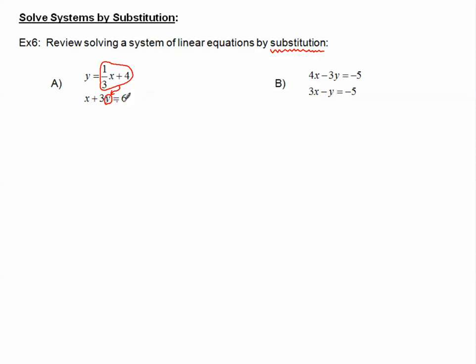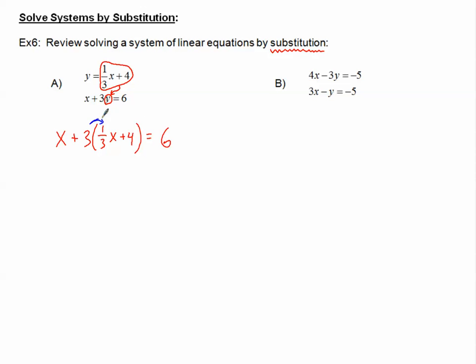So I'm going to rewrite this equation. The x is obviously still there. The plus sign is still there. The 3 is still there. And then this y is going to turn into a different thing. Well, not a different thing, the same thing, 1/3 x plus 4. So I replaced the y with 1/3 x plus 4 and then equals and then 6. So now I have an equation that only has x's in it. I should be able to solve that.